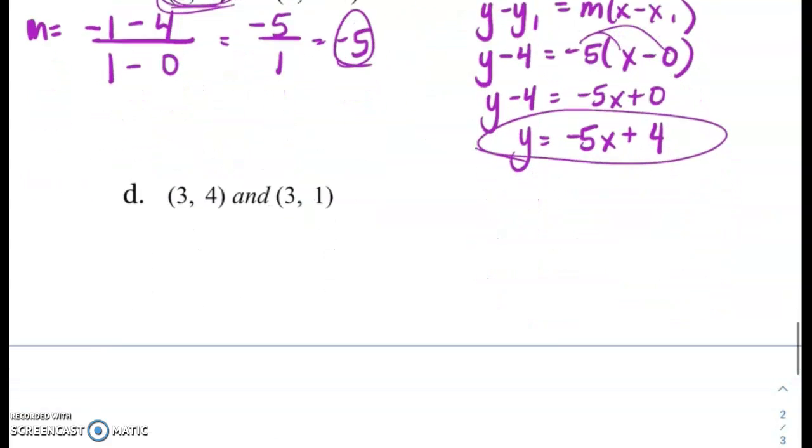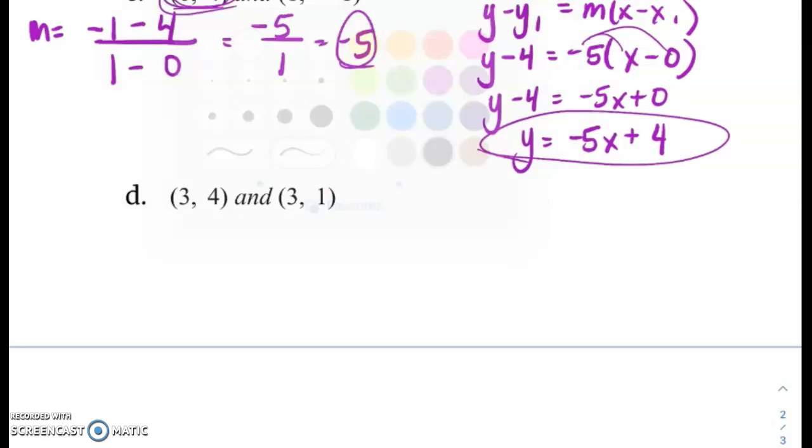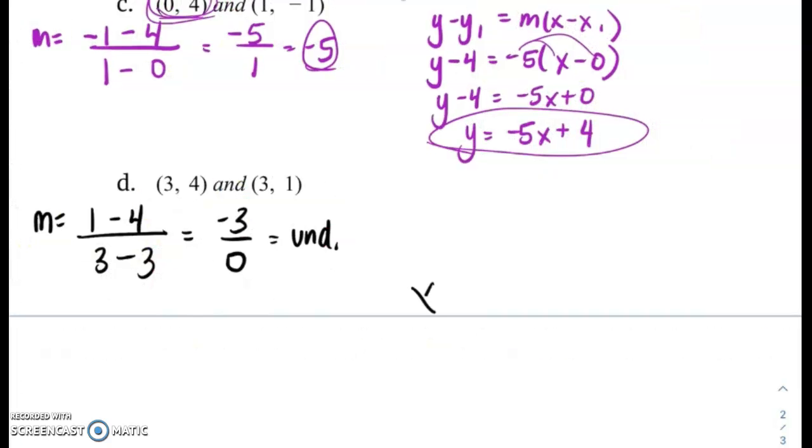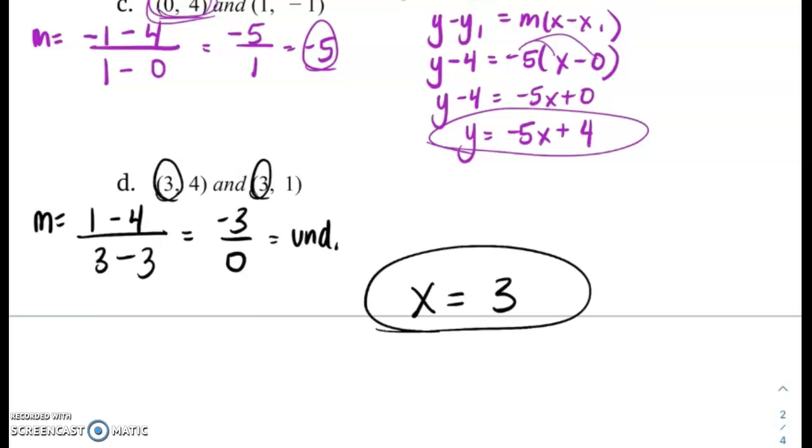All right, part D, go ahead, pause the video and try this one on your own. My slope would be 1 minus 4 over 3 minus 3, which is -3 over 0. Now remember, if you divide by 0, then your slope is undefined. Now if it's undefined, that means it's not y equals, it is an x equals equation. And you'll notice the x is the same in both ordered pairs, so it's just x equals 3. So this is kind of a trick question.